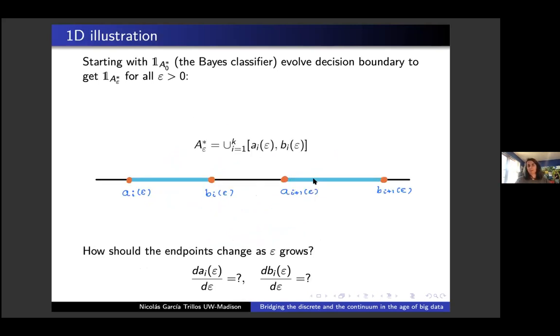Now, of course, in 1D, there's a simple illustration of what we're asking here. If at some point, for some epsilon, we have the optimizer and it has this form, it's just a union of intervals. What we're interested in is how should we be evolving the endpoints of these intervals, or let's say infinitesimally, how should I be changing these endpoints? That, of course, is the same thing as saying, what should be the derivative of the location of the endpoints as epsilon grows.